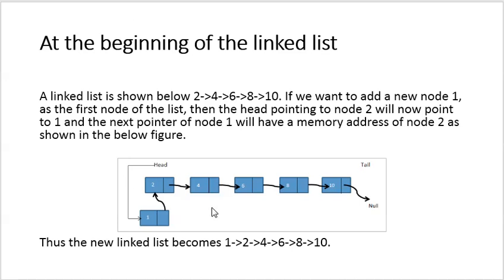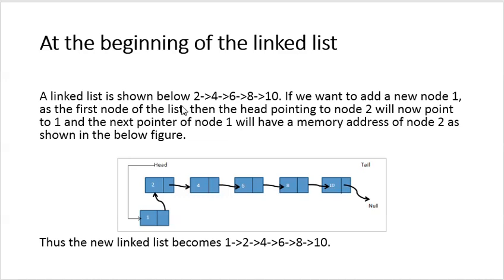This diagram shows that the head is pointing to the first node. If 2 is our first node and the head is pointing to it, and you want to insert a node, for example 1, then you have to write code like this: the head pointer should be assigned to 1 and the pointer of 1 should be assigned to 2. So like this we can insert a node 1 at the beginning.